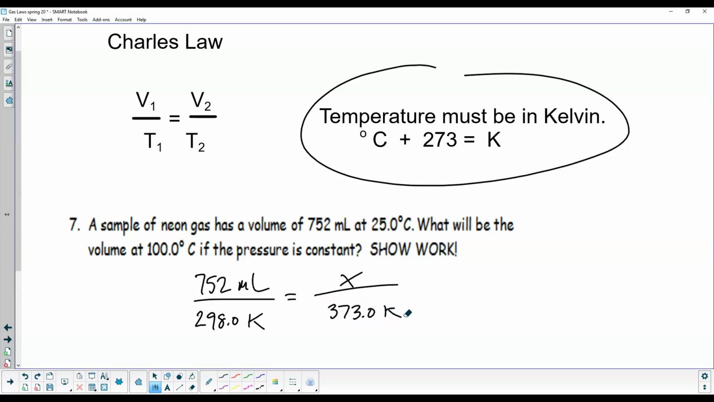All right. So once again, we have an equality, and we know three of the four variables. All we have to do is cross multiply. So this 373 Kelvin comes up here. Kelvin goes away. 373 times 752 divided by 298. You're going to be limited to 3 sig figs because of these three right here. Okay, when you do that, you should get 941, and the unit is milliliters.